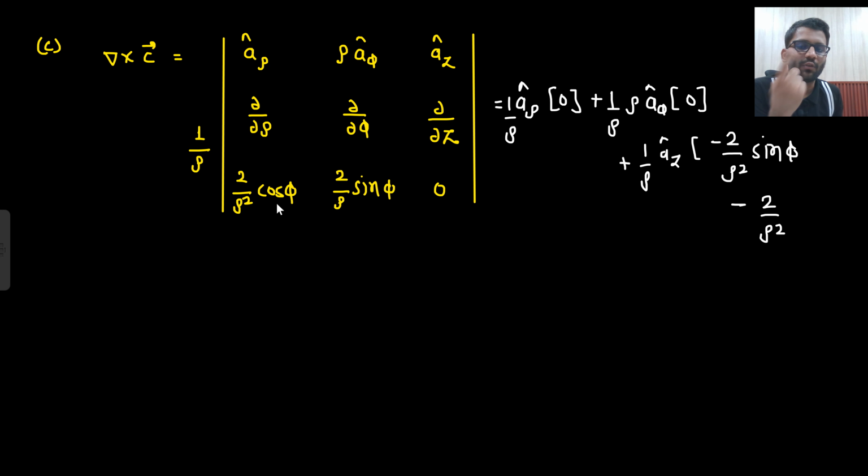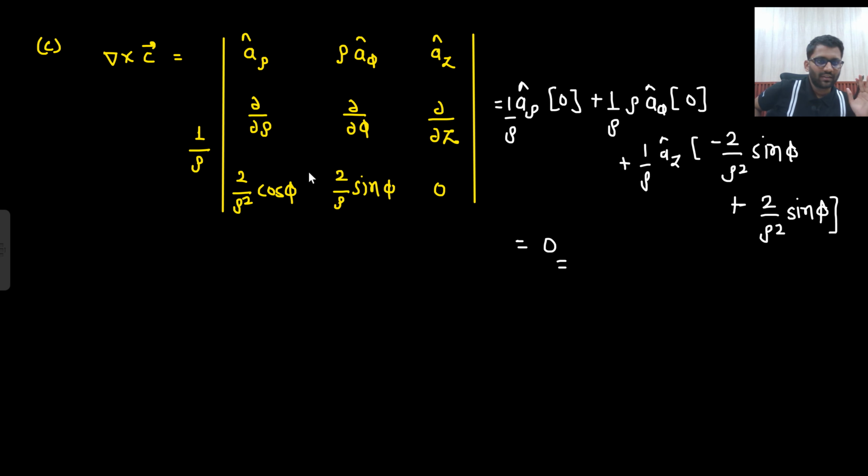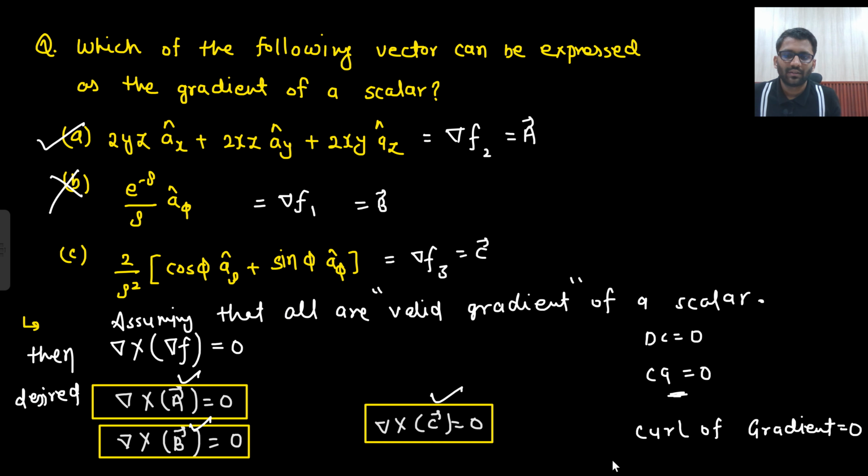What is the differentiation of cos phi? That is minus sin phi, because the slope is negative. So minus sin phi. So this will become positive here, and this will be cancelled. So what are you getting? 0 only. Again see it, a_z cap. So d by d rho of 2 by rho sin phi, and d by d phi of 2 by rho square cos phi. This will be the differentiation of this. The answer will be 0. So this is also valid. So this is also a valid gradient of a scalar.